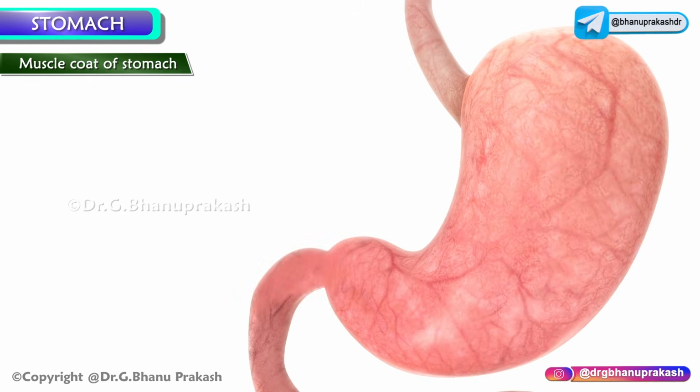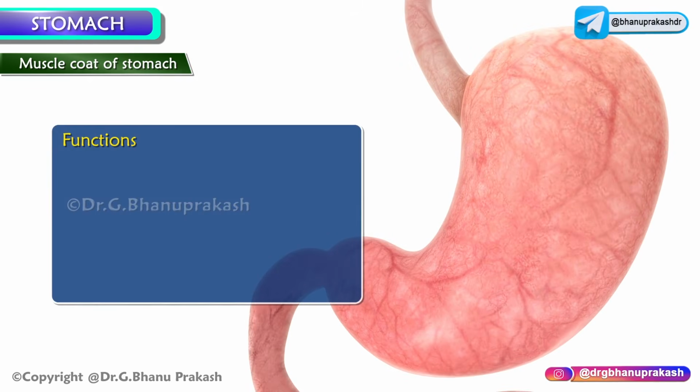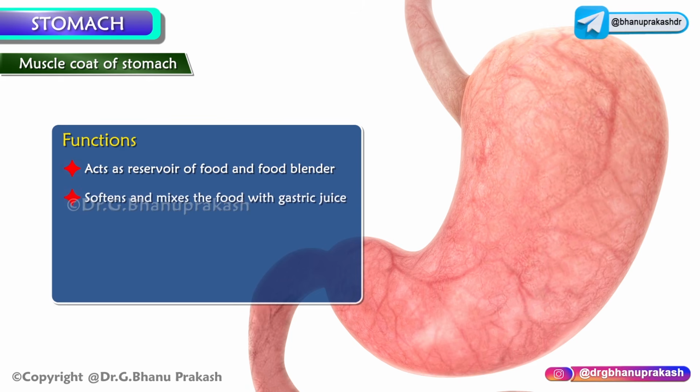And next, what are the functions? As I already mentioned in the beginning in the introductory part, it mainly acts as the reservoir of the food as well as the food blender, right? Because the majority of the churning as well as grinding effects on the food mainly takes place at this part. It softens and mixes the food with gastric juices by its peristaltic movements and churning movements.